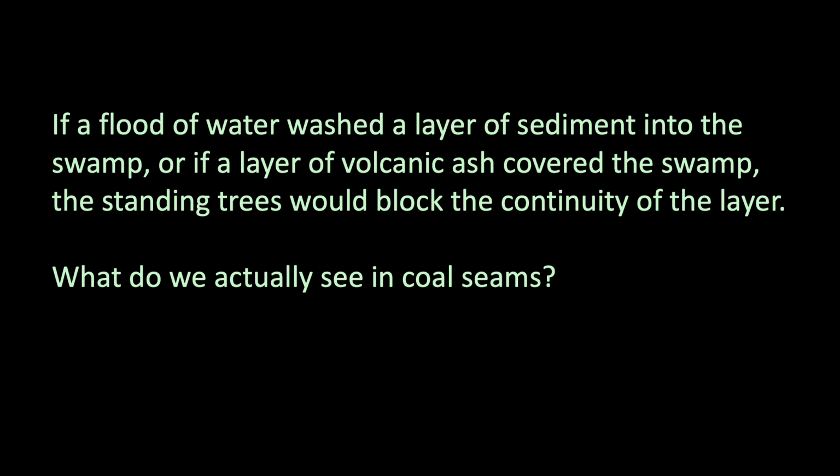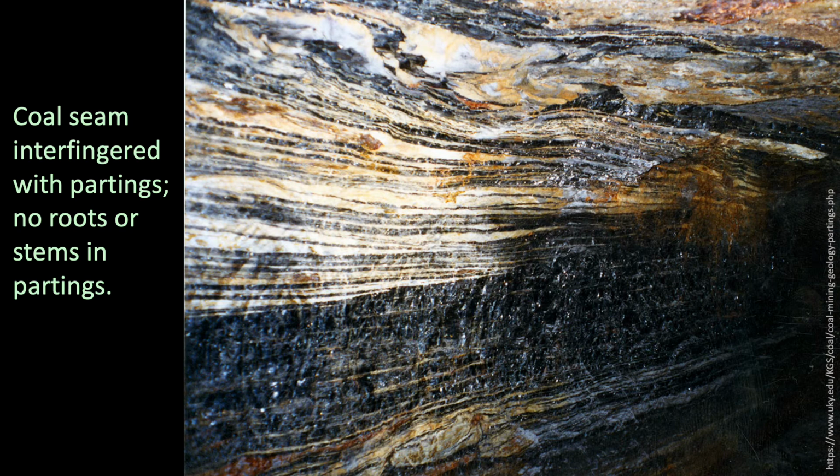If a flood of water washed a layer of sediment into the swamp, or if a layer of volcanic ash covered the swamp, the standing trees would block the continuity of the layer. What do we actually see in coal seams? Well, these are called partings. This is coal, and then these inorganic layers are interfingered with the coal.